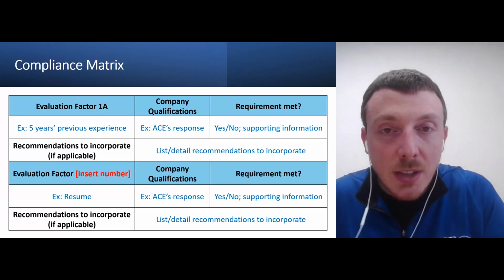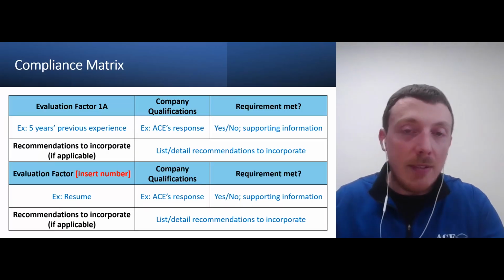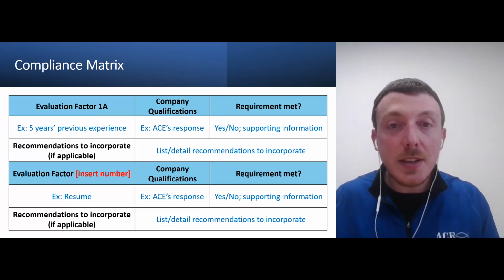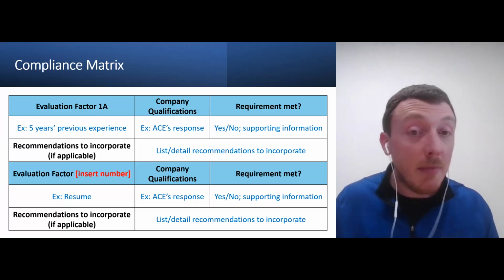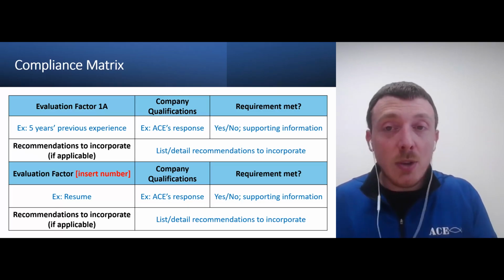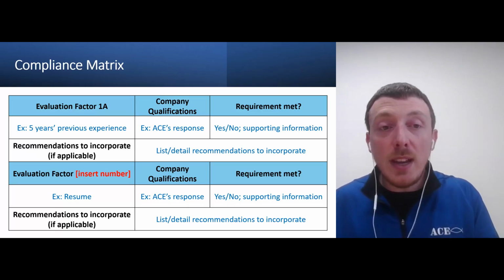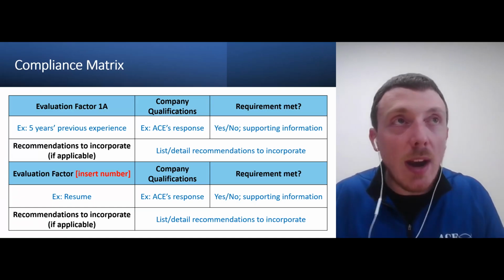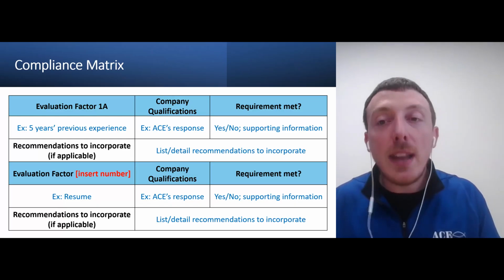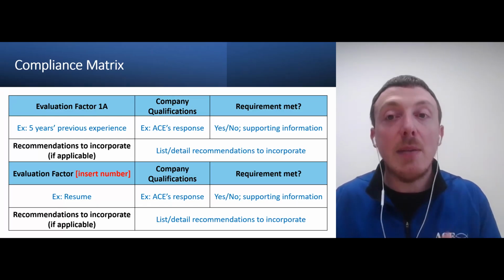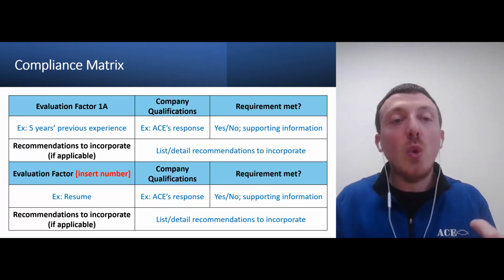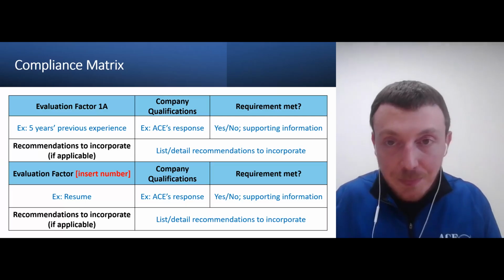The next column over, we see our company qualifications. So I've got ACE's response. What's your response? How does your company actually compare against that evaluation criteria? Do we have 5 years experience? Do we have 3? Do we have 50 years experience? I don't know. And then the next column over, do we actually meet that requirement? Again, if they want, let's just say warehouse facilities, 1 million square feet built within the last 5 years, you may or may not have enough past performance to actually meet that requirement. And it's a yes or no answer, right? This is what the compliance matrix is. It's a tool for you to use as you develop the proposal.